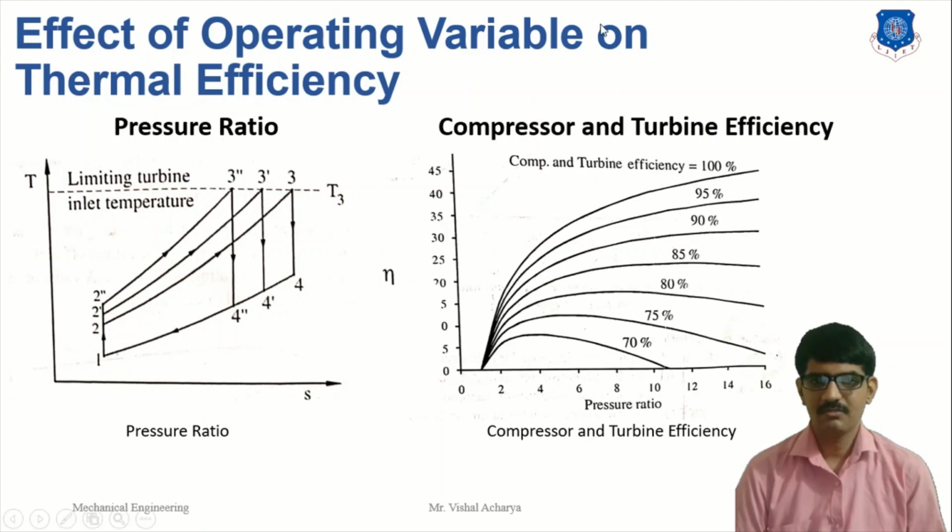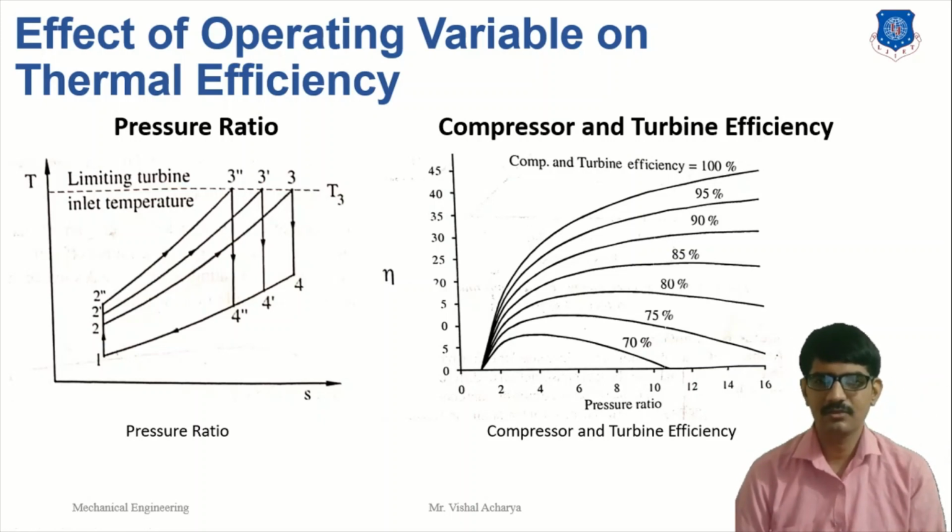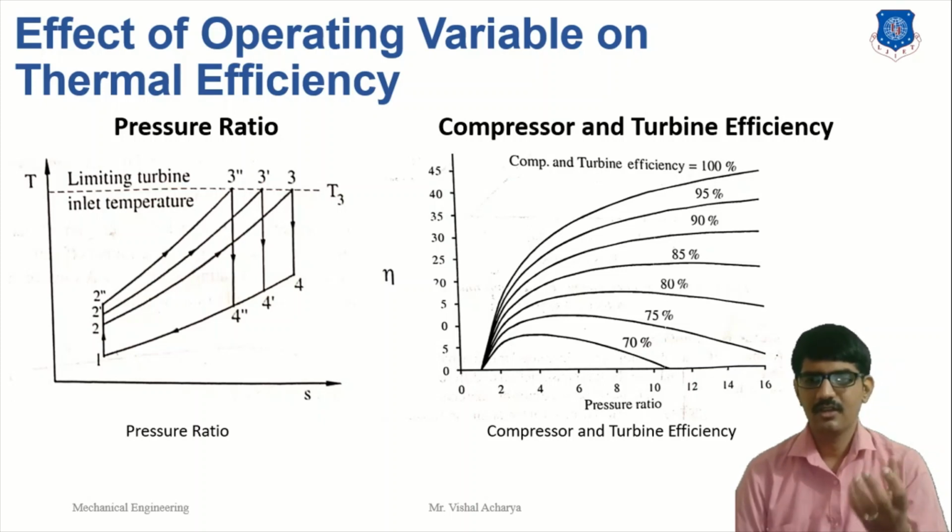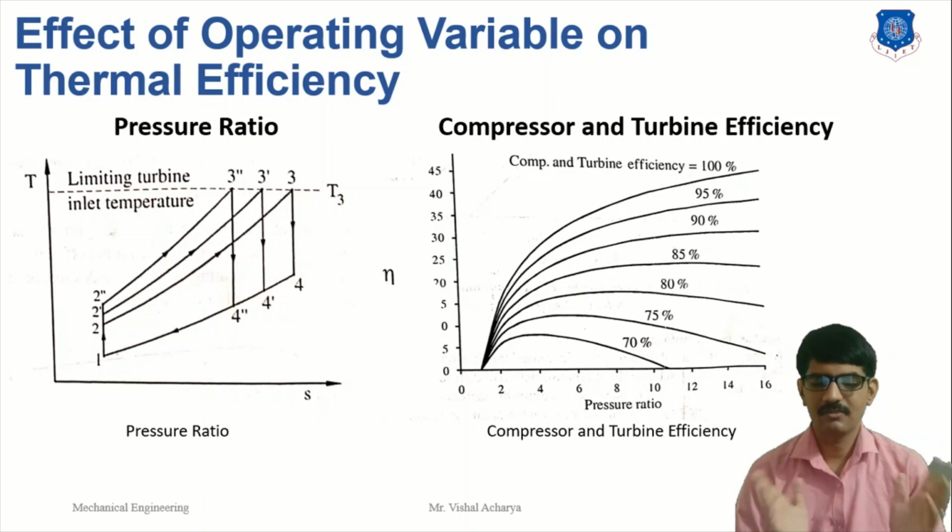The next parameter is the compressor and turbine efficiency. As shown in the figure, as the pressure ratio increases, with higher compressor and turbine efficiency, the thermal efficiency is increased. Naturally, when device efficiency is increased, the whole system efficiency is increased. The compressor and turbine are the two devices running the gas turbine. When compressor efficiency increases, the work input required is less, and when turbine efficiency increases, the work output is increased. So input is less and output is more, and thermal efficiency is increased.